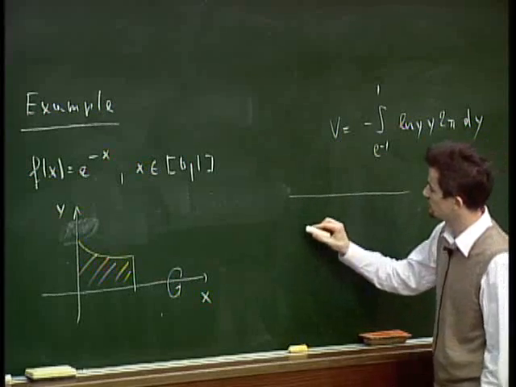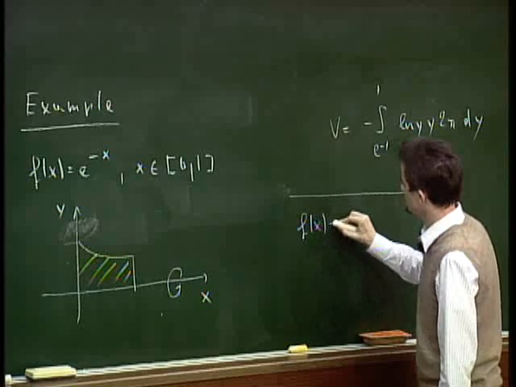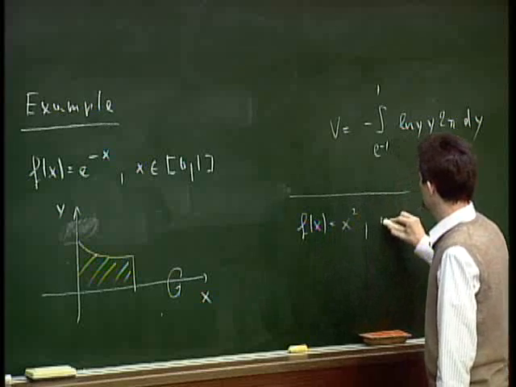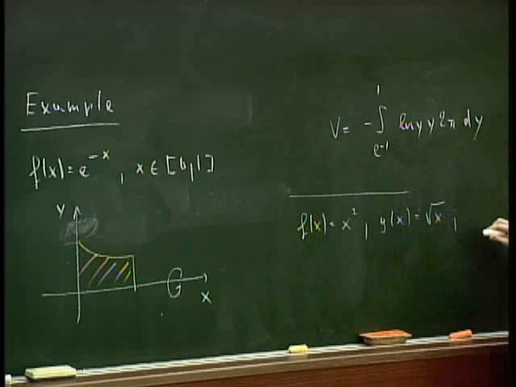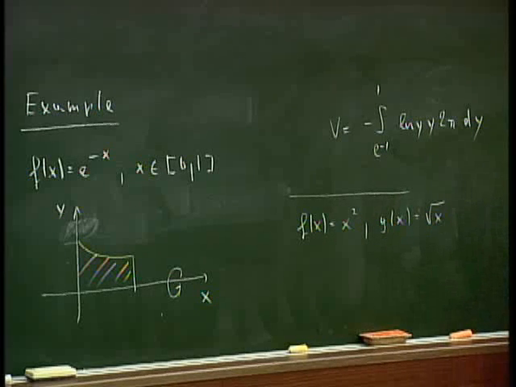Another example was two functions. We have f of x is equal to x squared, g of x is equal to the square root of x. And we look at the area which is enclosed by those two functions.